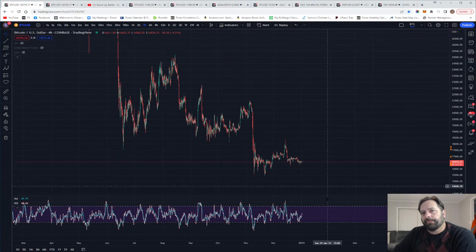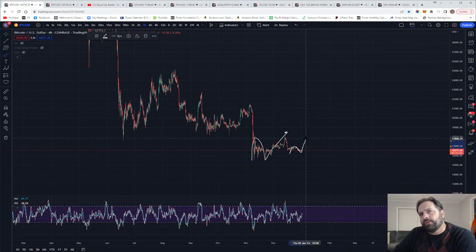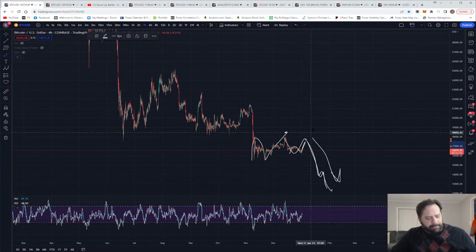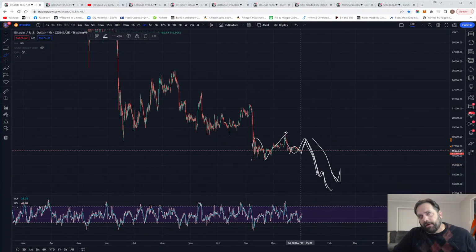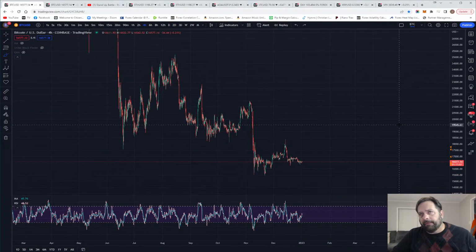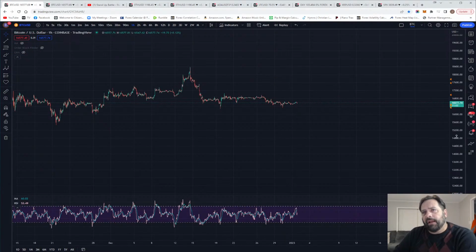Okay, so let's do some work. If this is not finished, if that's a 3-wave pullback, we're looking for 5 waves. I kind of need to see this move and then this move. I kind of need to see a 5-wave move right here if we're going down. I would like to see a move back to the upside and then a reversal, a pump and then a dump, okay, if we're going to go down to the 12K range. So that's what I'm watching for if you're bearish, okay?